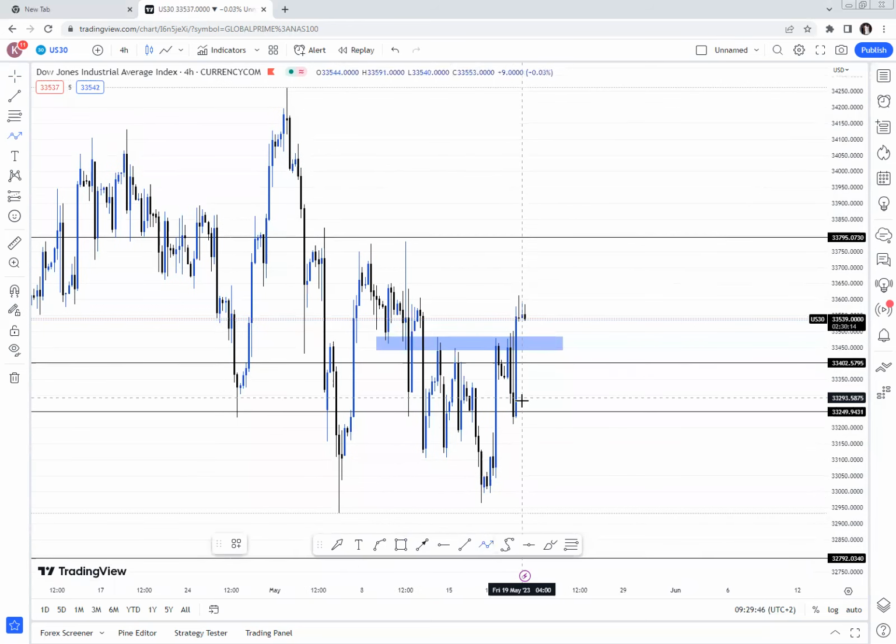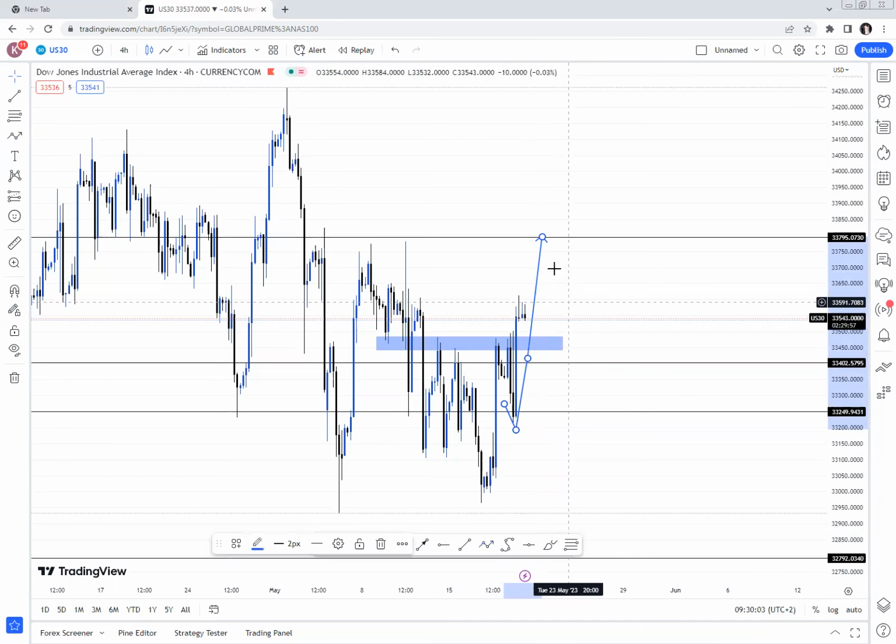So you can see that USA 30 respected this weekly zone here, and then broke another weekly zone. Broke another weekly zone. So currently what I'm expecting is for USA 30 to buy hard until that zone, to buy hard until that zone.